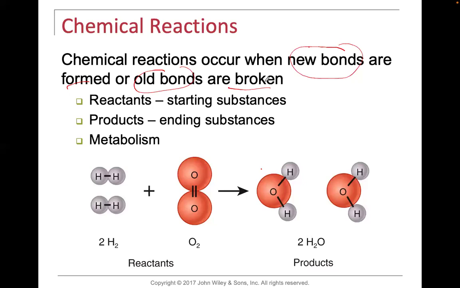When we look at chemical equations or chemical reactions, on one side, we have reactants. That's what you're starting with. And then on the other side, we got the products. That's what you're going to end up with. And the metabolism is the chemical reaction that's taking place. And here, there's some sort of metabolic activity that takes place in order to create those products.